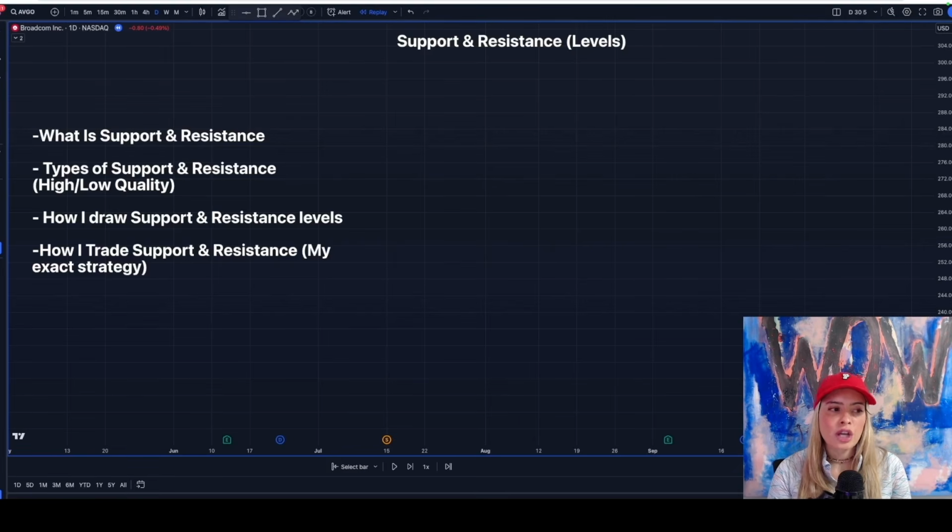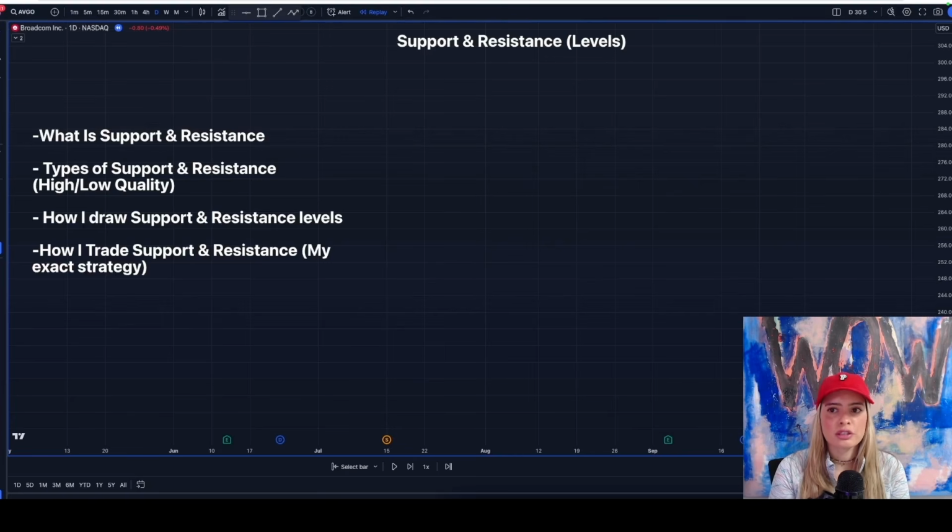Here, we're gonna talk about what is support and resistance, the types of support and resistance, the high and low quality, how I draw the support and resistance levels in my chart, and how I use support and resistance in my trading strategy. When you truly master the art of finding these important levels in the market, you'll be able to spot profitable trading opportunities pretty easily. Let's start with the basics.